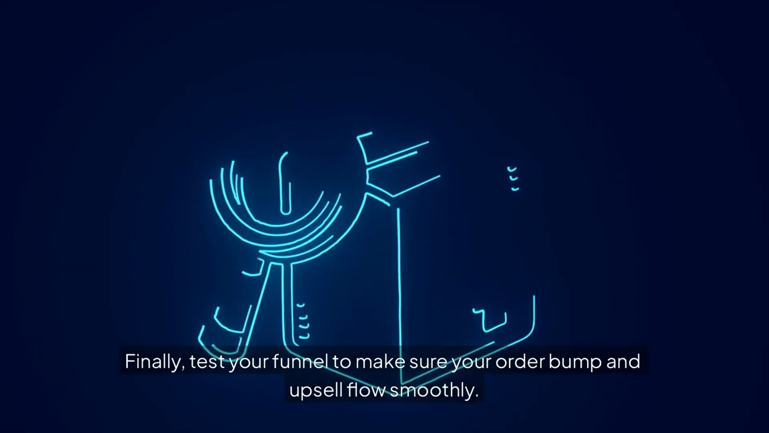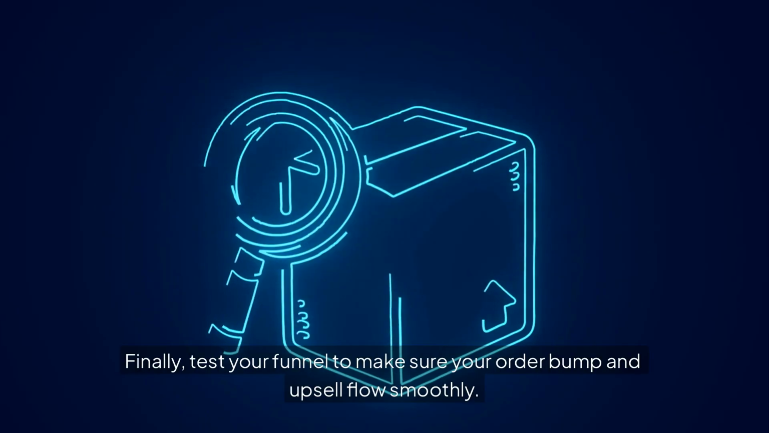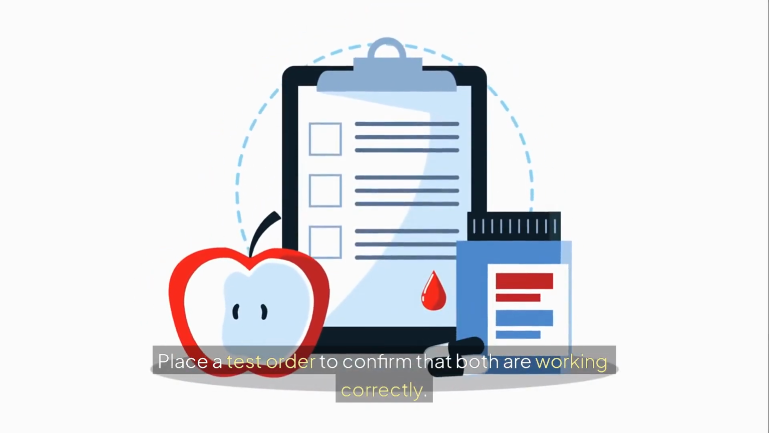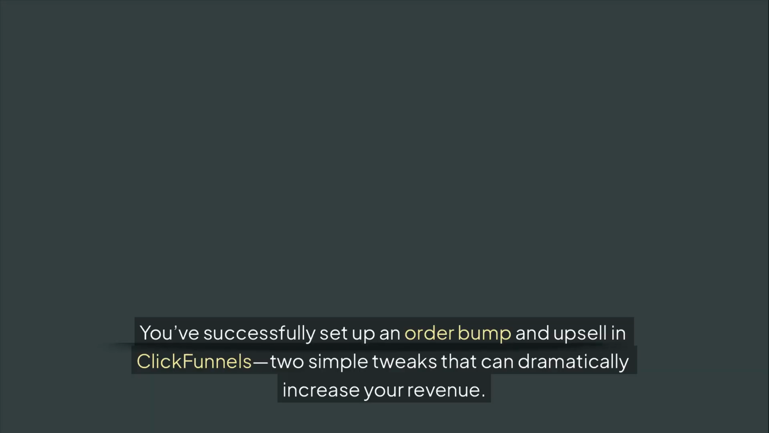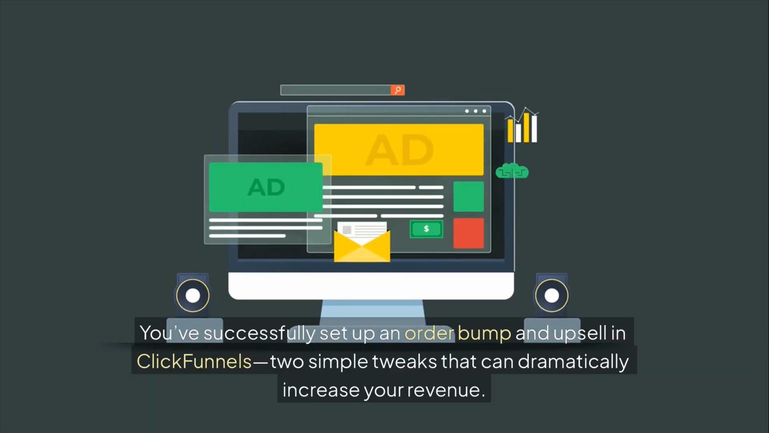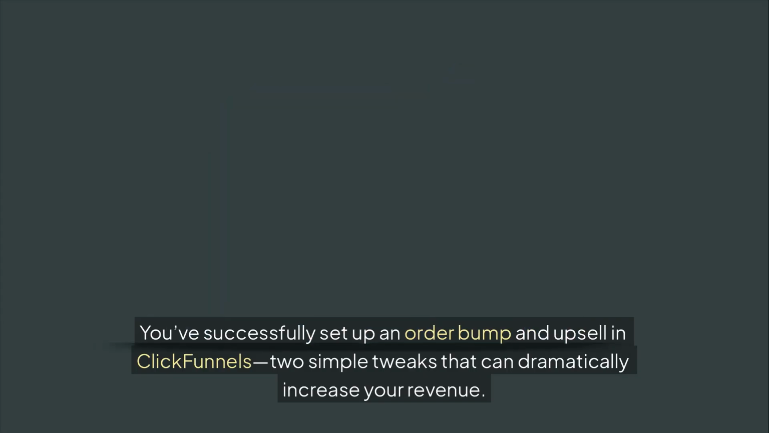Finally, test your funnel to make sure your order bump and upsell flow smoothly. Place a test order to confirm that both are working correctly. And there you have it. You've successfully set up an order bump and upsell in ClickFunnels, two simple tweaks that can dramatically increase your revenue.